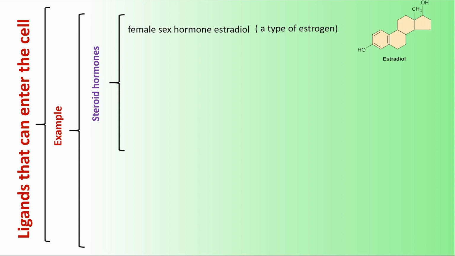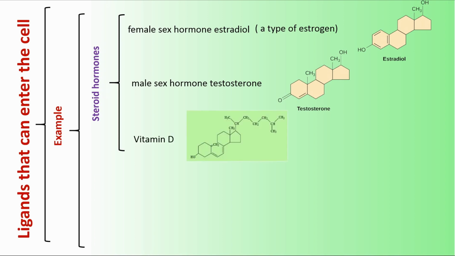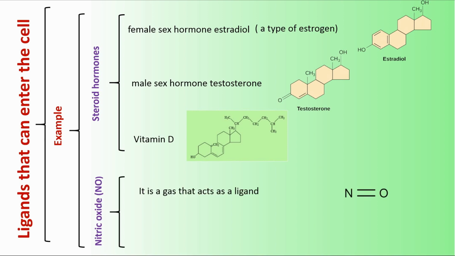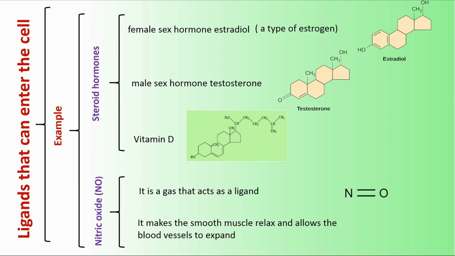Example of ligands that can enter the cell. Steroid hormones, such as female sex hormone estradiol, that it's a type of estrogen, male sex hormone testosterone, and vitamin D, and nitric oxide or NO. It's a gas that acts as a ligand. It makes the smooth muscle relax and allows the blood vessels to expand.